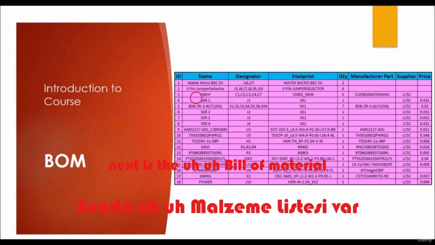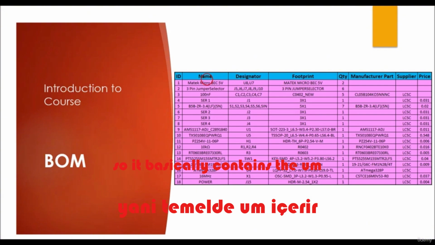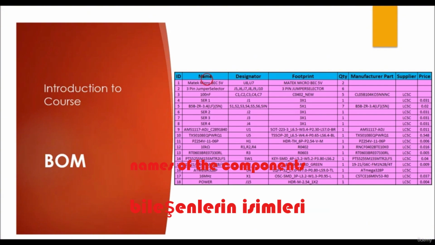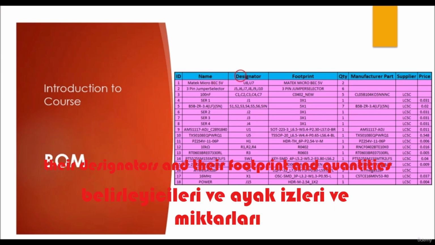Next is the bill of material, which is also called the BOM. So it basically contains the names of the components that we have used in the schematic and PCB, their designators, their footprints, and quantities, right?